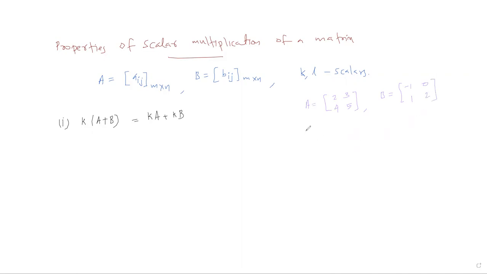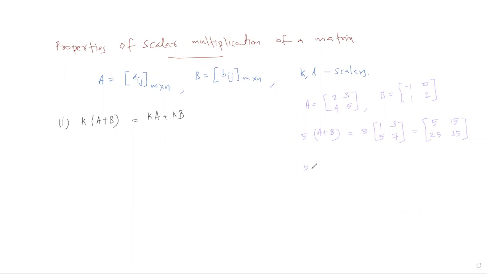Suppose I want to multiply A plus B with 5. So 5 into (A plus B). Directly add and see A plus B: 2 plus -1, that is 2 minus 1 is 1. 3 plus 0, that is 3. 4 plus 1, that is 5. 5 plus 2, 7. Now to multiply, I said multiply every element: 5 into 1 is 5, 5 into 3 is 15, 5 into 5 is 25, 5 into 7 is 35.